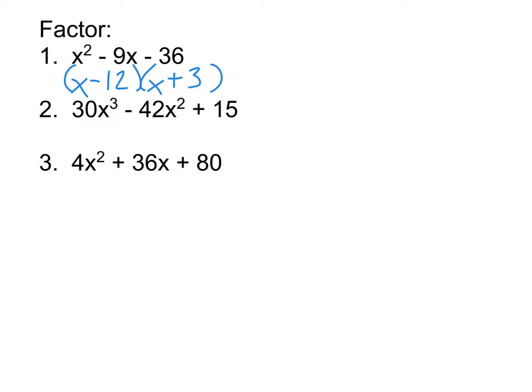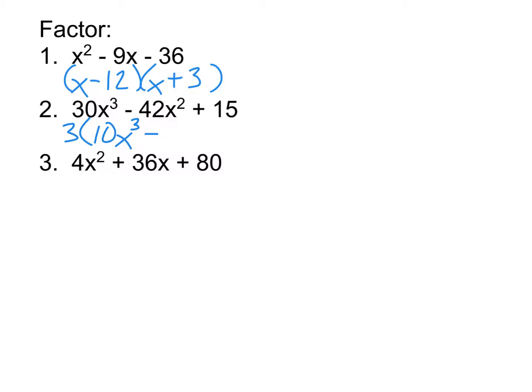All right, then number 2. We start by looking to see, can I divide every term by the same number? In this case, yes, we can. I can divide 30, 42, and 15 all by 3. So I'm going to do that. First thing I do is I write down the 3 and then start parentheses, because this is distributive property, backwards basically. So 30 divided by 3 would be 10, and I'm not messing with the x's here. I'm not taking out any x's, so it's just going to stay x cubed.